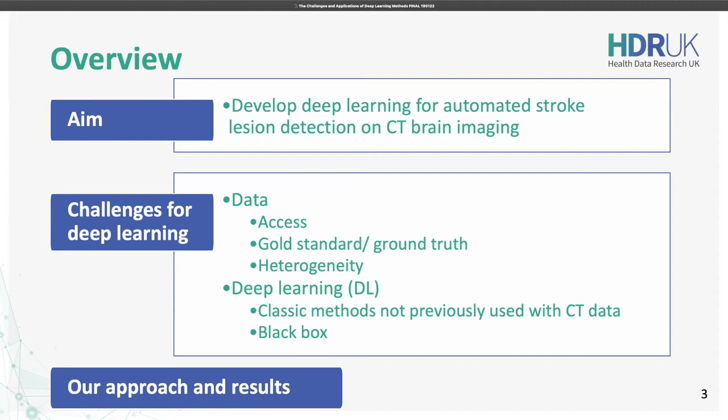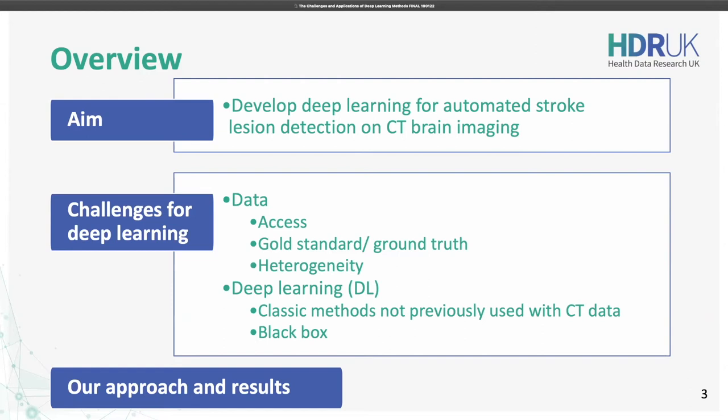Imaging data for clinical care is heterogeneous, at least in terms of computational analysis. Medical data is not standardized for that. It's standardized more so that we understand what is needed in terms of making clinical decisions. But the imaging is not standardized for computational development. And next, classic deep learning methods are not known to work well in CT data. There is a lack of literature and a lack of open source code for deep learning for CT images. Most previous work using brain imaging is based on MRI.